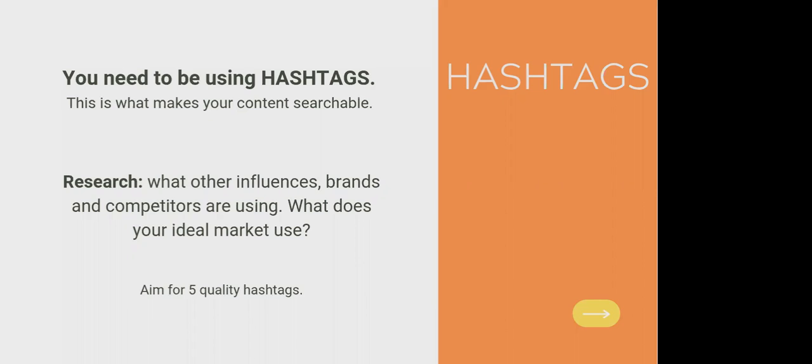So ways that you can research is you want to research what other influencers in your space, other brands in your space, and other competitors in your space are using. You literally just go to their Instagram profile, click on their posts, and see what they are using. And then of course you want to think about what your ideal market is using. And you want to aim for about 5 quality hashtags.